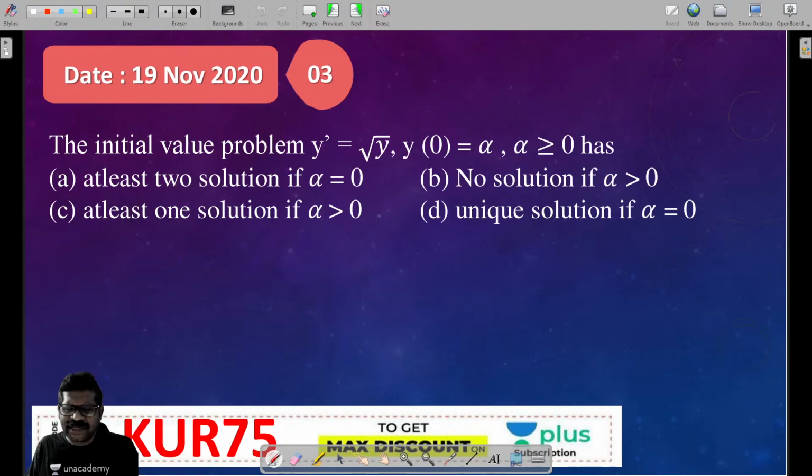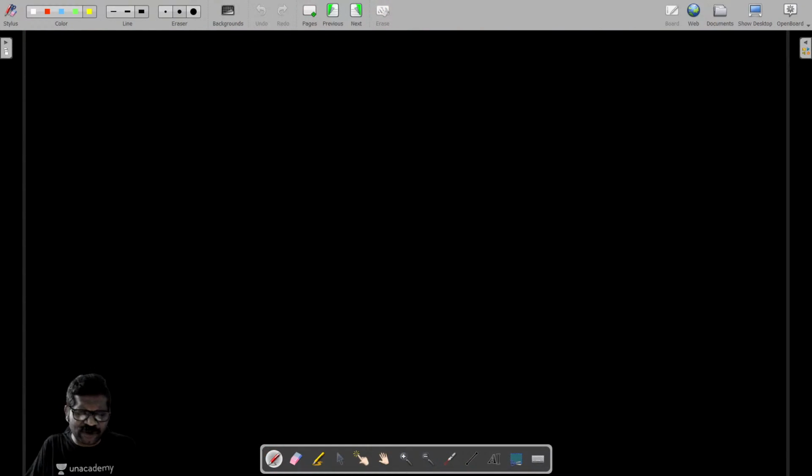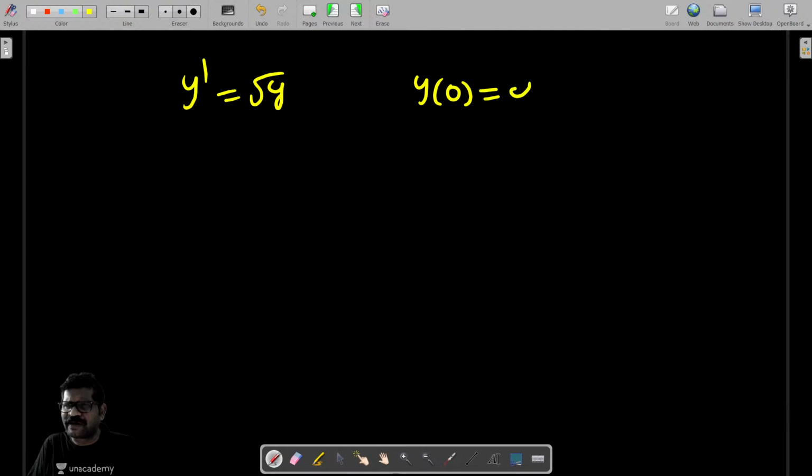Next problem. The initial value problem, y dash equal to root y, y of 0 equal to alpha, alpha greater than or equal to 0.